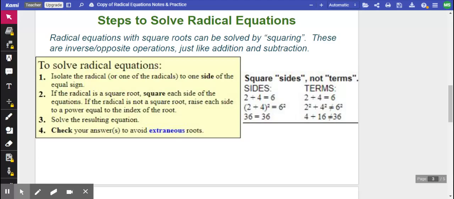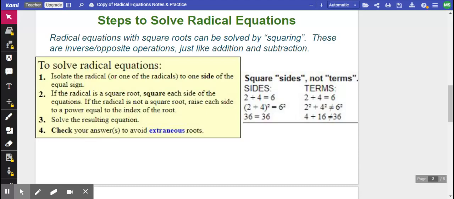On the left-hand side, we see 2 plus 4 equals 6. If I wanted to square both sides of this equation, I would square the quantity of 2 plus 4, so I would have to add them together to make 6, and then square it to make 36. That would mean that I have a true equation at the end. 36 is equal to 36.